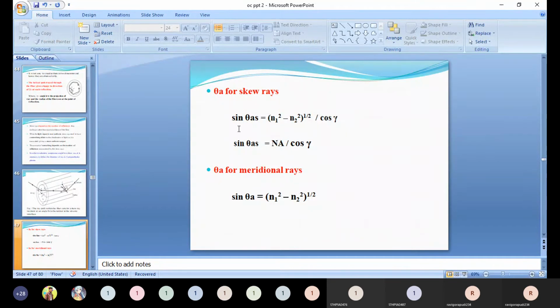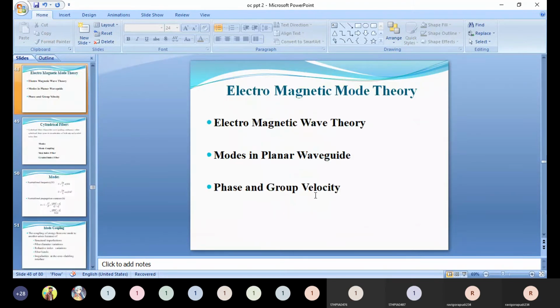In the same manner, for skew rays, sin theta As. Why I am giving As here is because it is nothing but acceptance angle for skew rays. That's why theta As. Following or not? Yes, sir. Okay, theta As is equal to, you may write sin inverse of NA by cos gamma. Otherwise, sin inverse of square root of n1 square minus n2 square by cos gamma. For meridional rays, that is theta A, otherwise theta Am. Any manner you can write, not a problem. Sin theta A is equal to square root of n1 square minus n2 square. Whatever we discussed in the previous class.